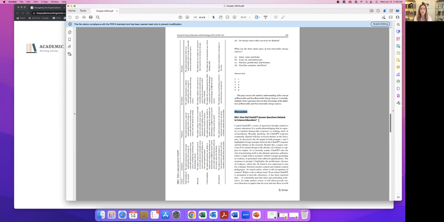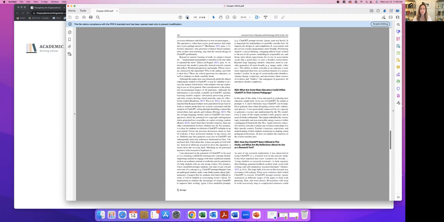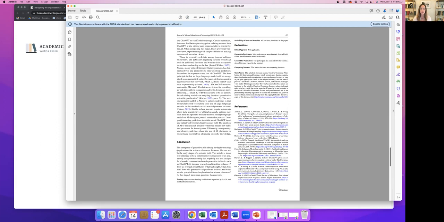It doesn't mean that you have to choose one of those options, but I think, again, if you're just getting started publishing, it can help you make decisions and give you some ideas about how to structure your research article. And then we can keep scrolling. This is again organized by research question. And then the conclusion here is pretty short. This is one paragraph.